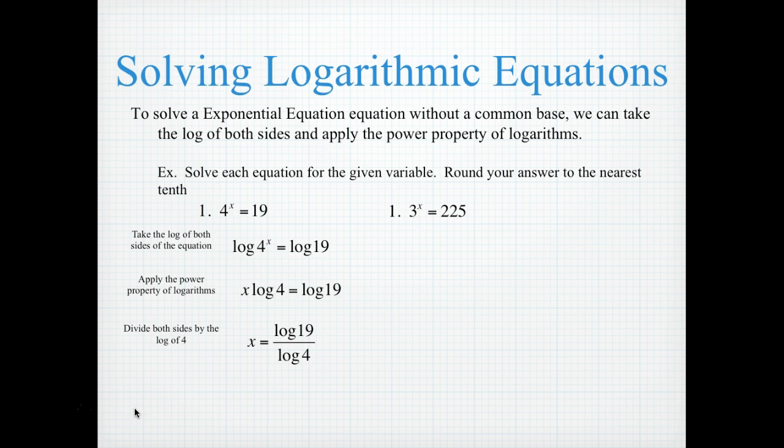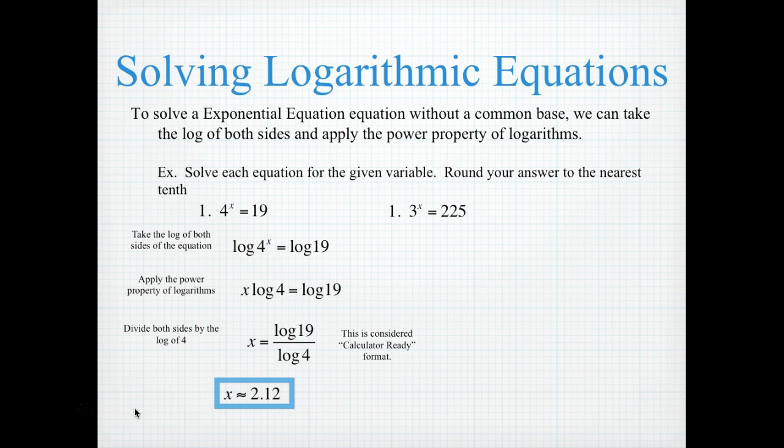Now pay attention, this is important. This is considered a calculator-ready format. Once you're in calculator-ready format, you can insert that value into your calculator and get a true approximate rounded answer, which in this case gives us about 2.12.